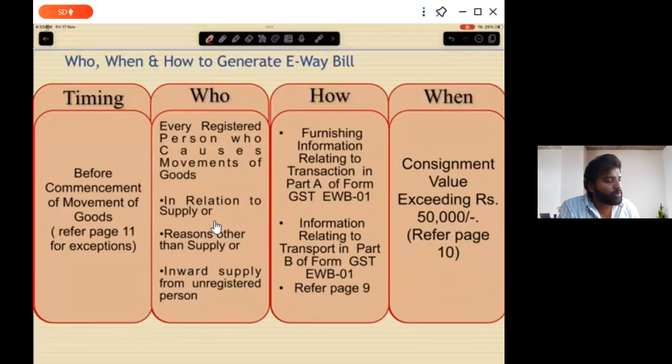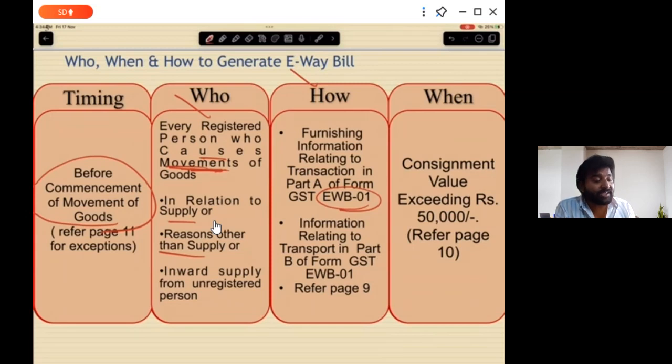Any मूवमेंट ऑफ गुड्स, कोई भी अगर गुड्स का मूवमेंट हो रहा है, उसके पहले एक रजिस्टर्ड पर्सन जो कि गुड्स को ले जा रहा है या हु इज कॉजिंग द मूवमेंट ऑफ गुड्स, whether it is for supply or other than supply, it doesn't matter. If you are causing the movement of goods, मतलब आपके कारण गुड्स कहीं जा रहे हैं, आपकी रिस्पॉन्सिबिलिटी है कि आप गुड्स को कहीं ले जा रहे हो, then you need to furnish that information in a form, and that form is called EWB01. It's a form for e-way bill, and you need to furnish this information in this form.